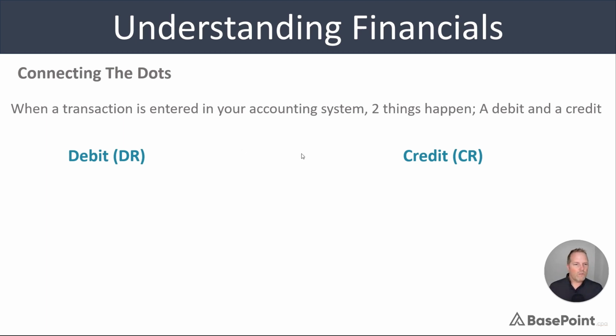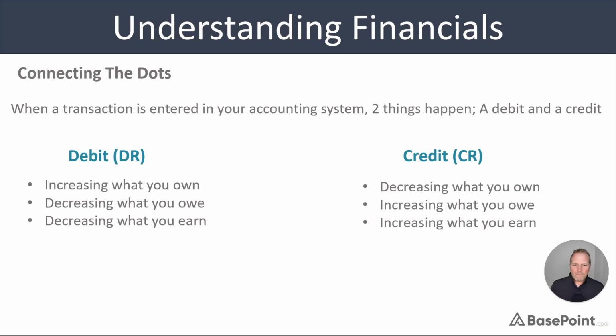So you have debits and you have credits. Now a debit, in simplest terms, increases what you own, it decreases what you owe, and it decreases what you earn as far as profitability goes. Credits decrease what you own, they increase what you owe, and they increase what you earn. Typically, revenue is going to be a credit, and if you have some kind of refund on an expense, it'll also be a credit, so it'll increase what you earn in terms of net income. If you remember those bullet points for both of these terms, it should help you in understanding these concepts.